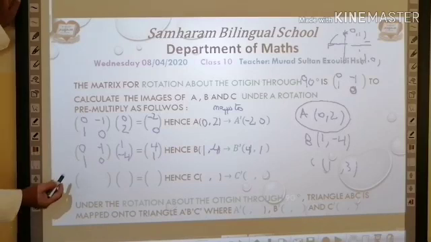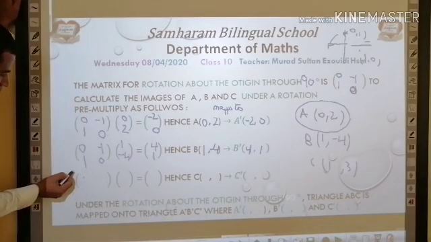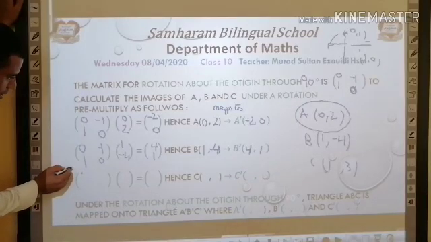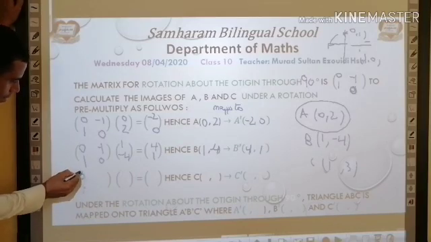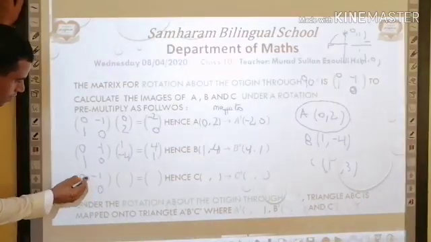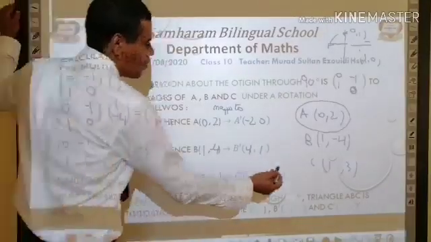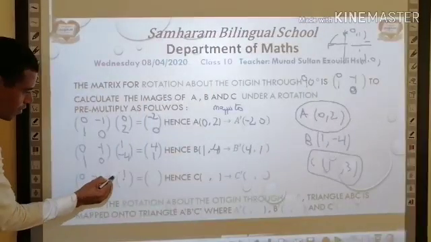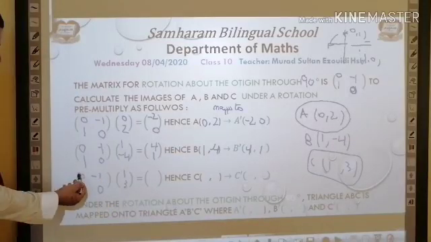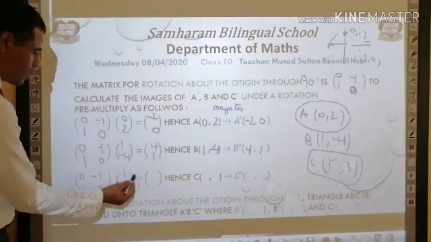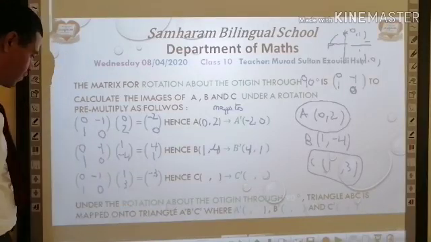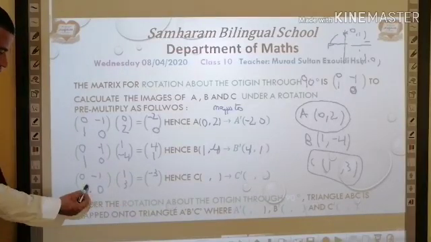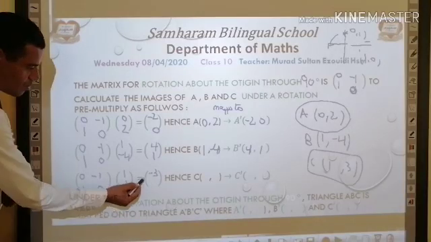The next one, we have the matrix that transforms C into C prime, the matrix for rotation about the origin, 90 degrees. So 0, 1, then minus 1, 0, multiplied by the coordinates of the point C, which is 1, 3. Then just multiplication. 0 by 1 is 0. Negative 1 by 3 is negative 3. Negative 3 plus 0 is negative 3. 1 by 1 is 1, plus 0 by 3 is 0. 1 plus 0 is 1.